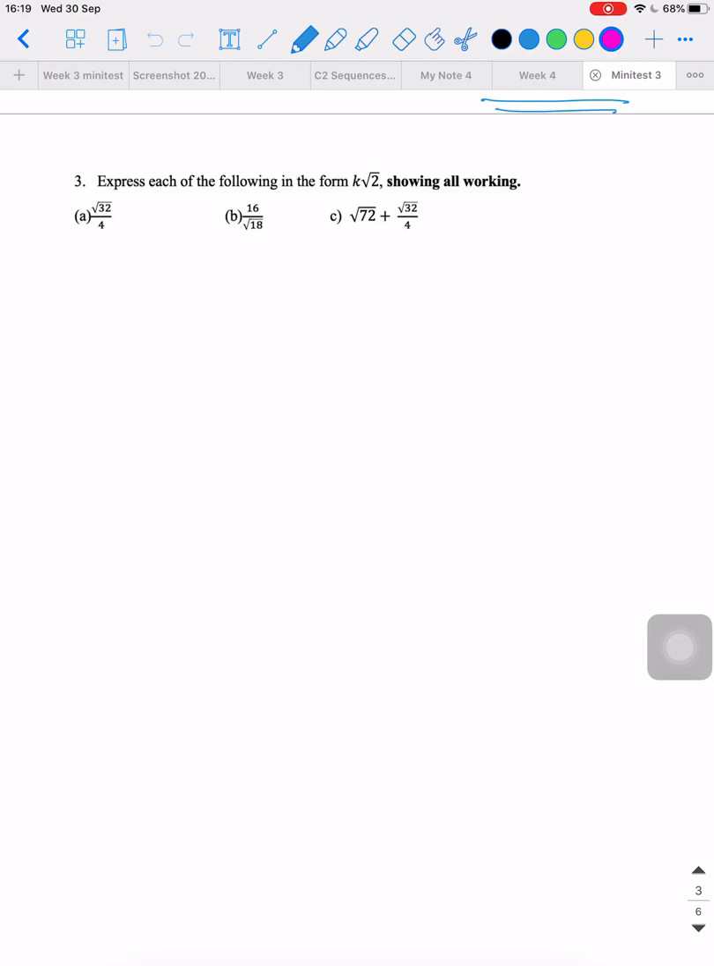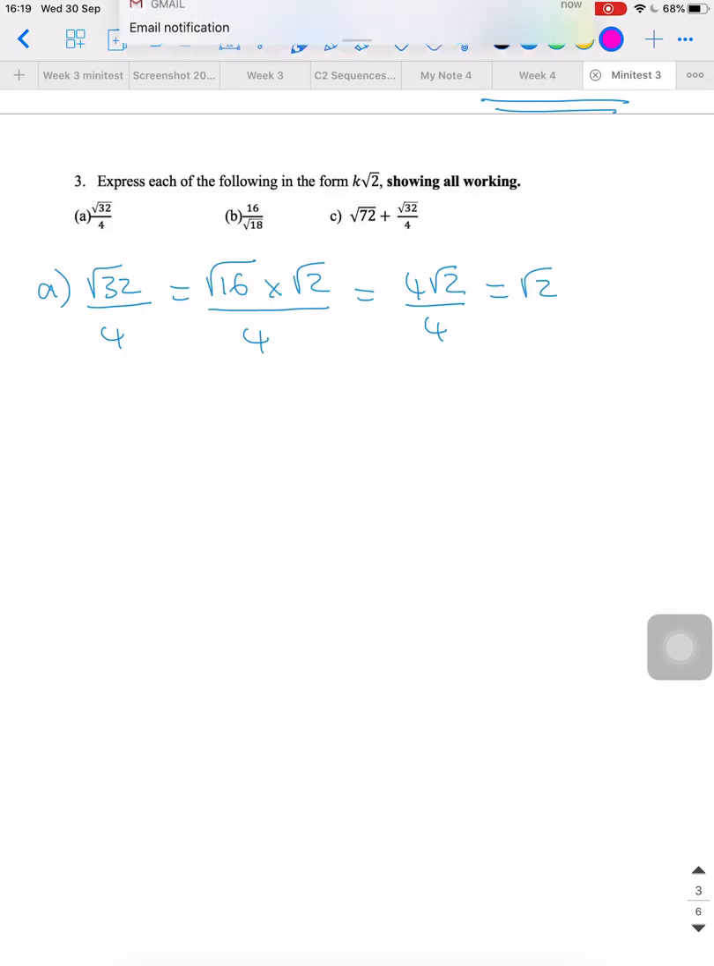Okay, so we're looking at Minitest 3, which is on surds, and we're on question 3. So I've got to simplify each of these and write them just as a multiple of root 2. So the first one, I'm going to look at that root 32, and if I spot that 32 is 16 times 2, I can split that up, and then root 16 is just 4. So that's actually just 4 root 2 over 4, so that simplifies all the way down to root 2.